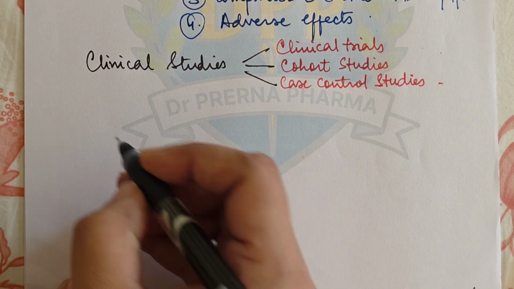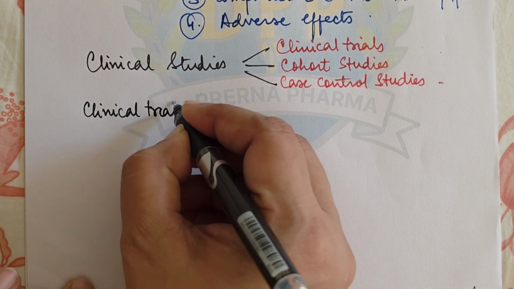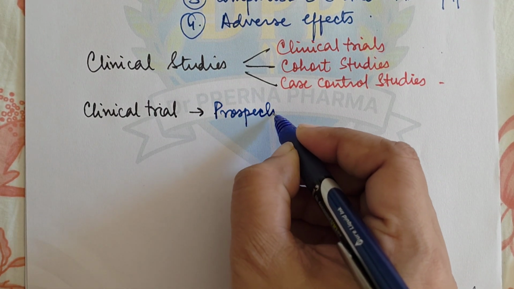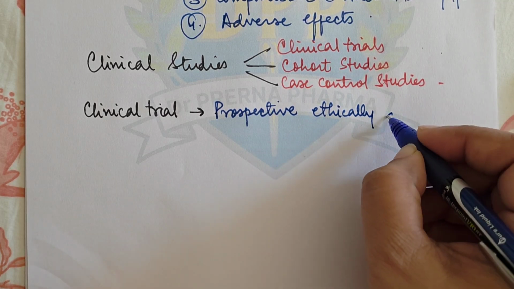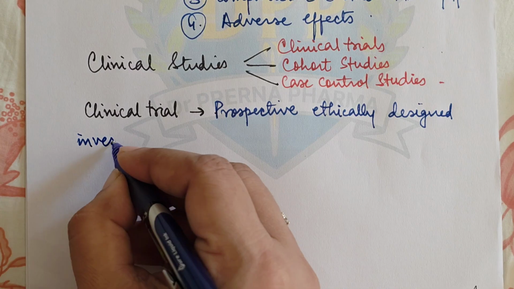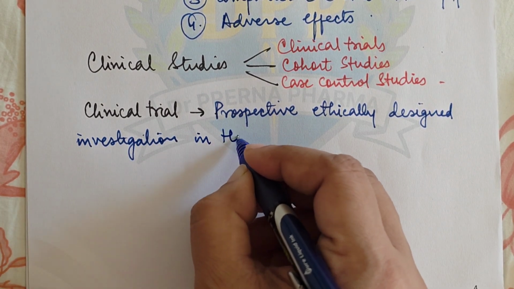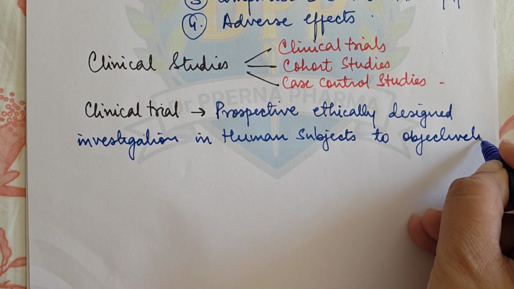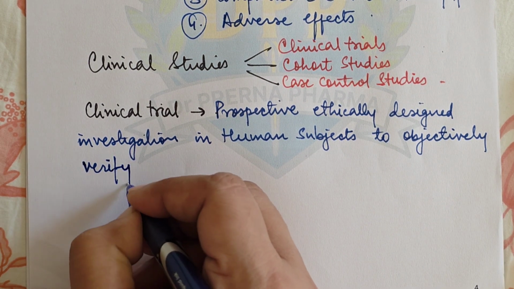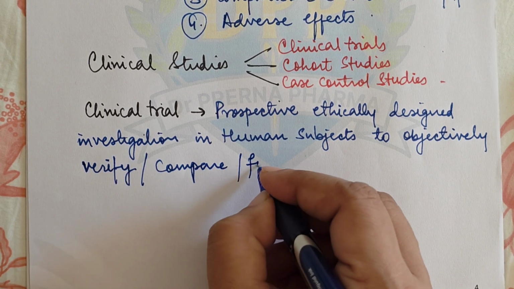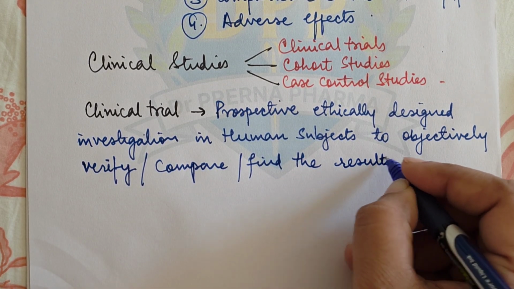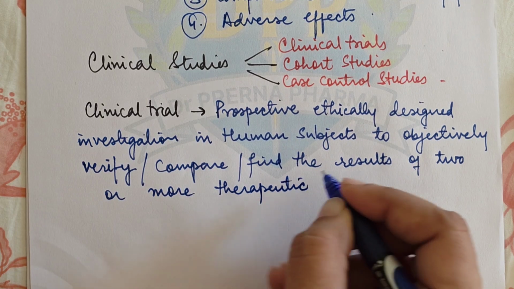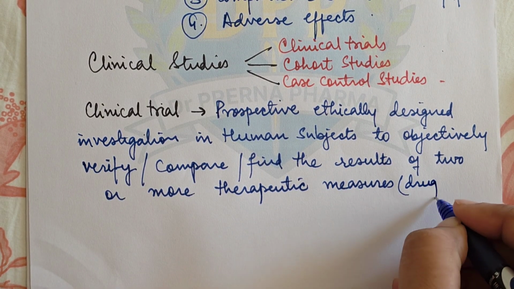So the first part is, what is a clinical trial? Let's try to understand a clinical trial. A clinical trial is defined as a prospective, ethically designed investigation in human subjects to objectively verify or compare or find the results of two or more therapeutic measures. Here the measures we are talking about are drugs.